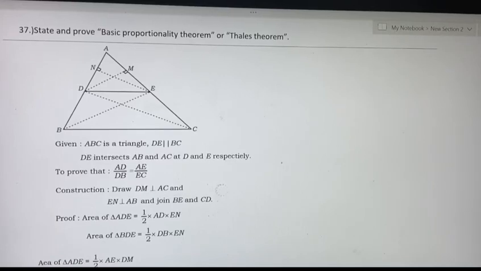Okay, so now the 37th question of 3 marks. State and prove the Basic Proportionality Theorem or Thales theorem. Here they have directly asked us to write Thales theorem, and you know the answer for this.